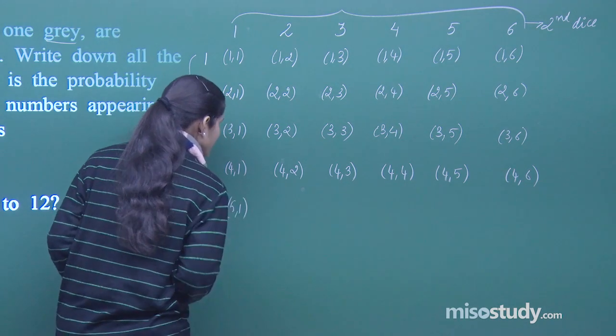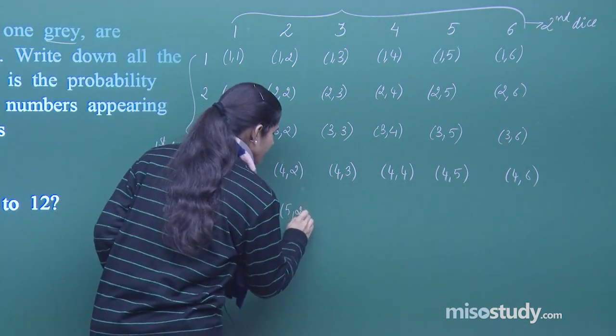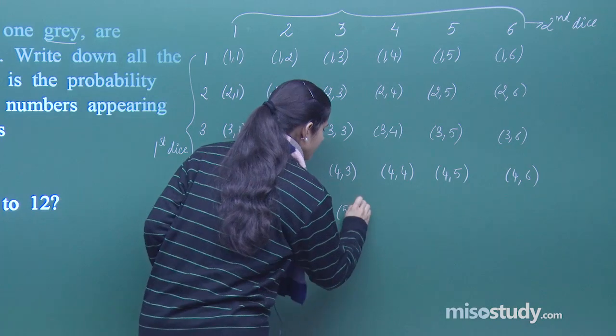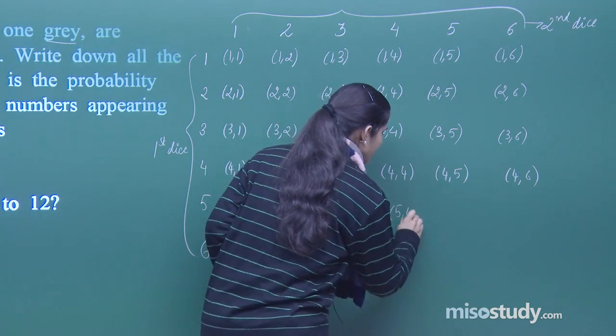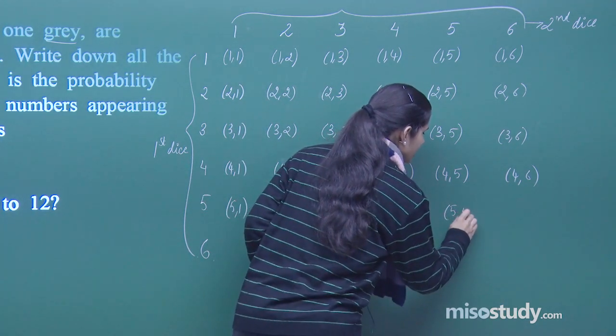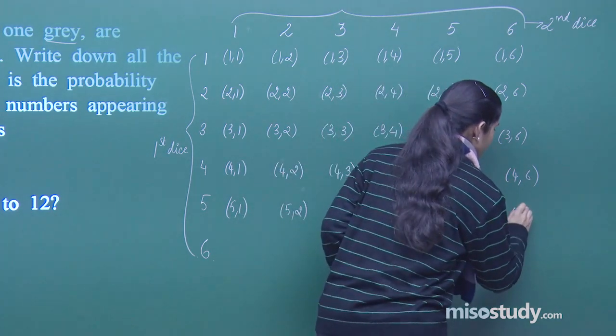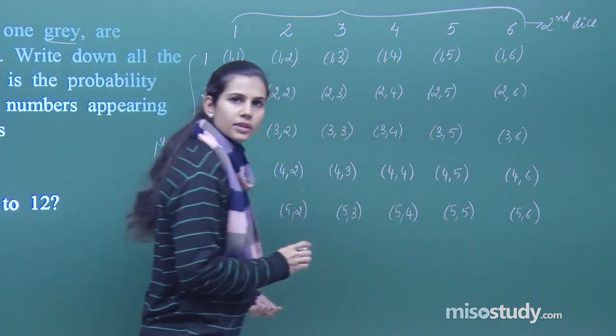You can get 5 on the first die, 1 on the second; 5 on the first die, 2 on the second; 5 on the first die, 3 on the second; 5 on the first die, 4 on the second; 5 on the first die, 5 on the second; and 5 on the first die, 6 on the second.